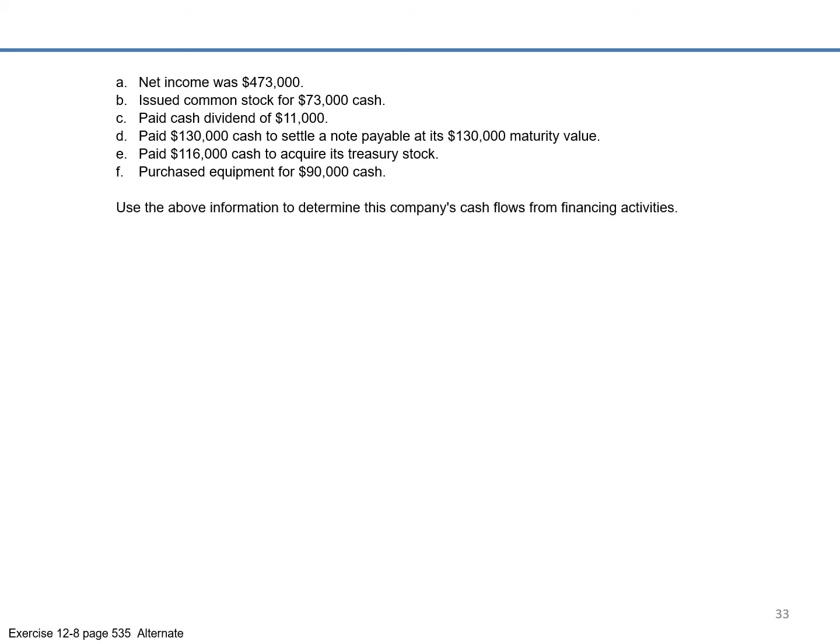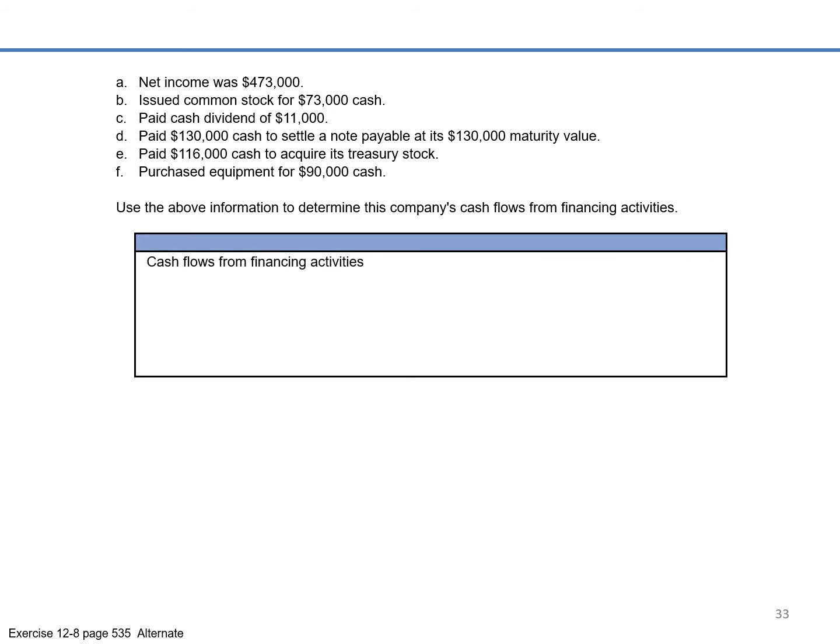All right, so we're talking about financing activities. So we don't care about some of the things, right? So letter A, net income is not used in financing activities. And purchasing equipment, that's an investing activity. We don't need that either, right?